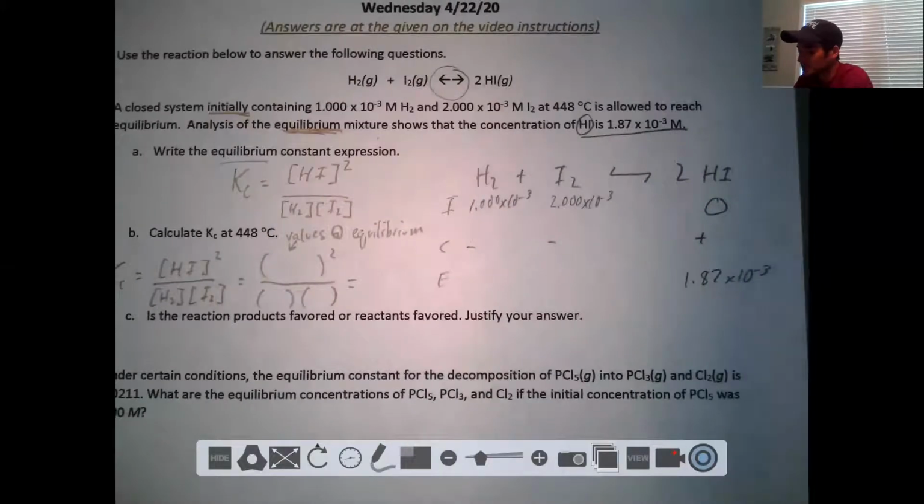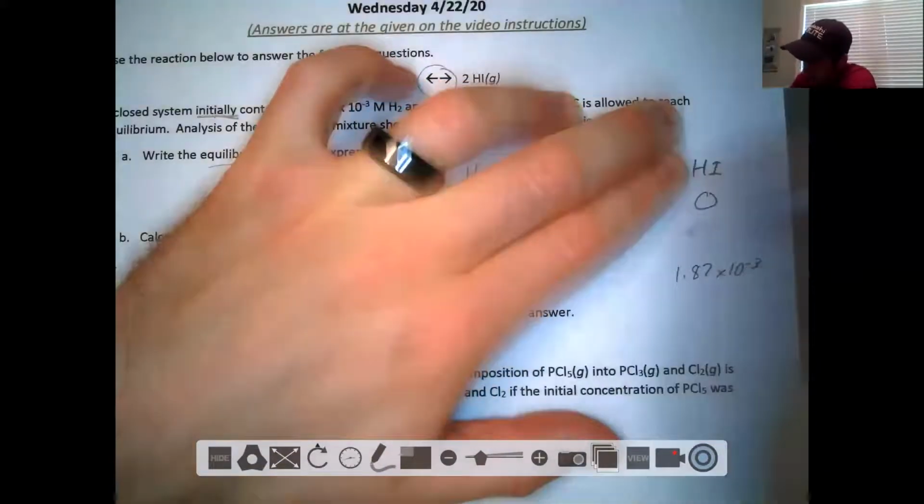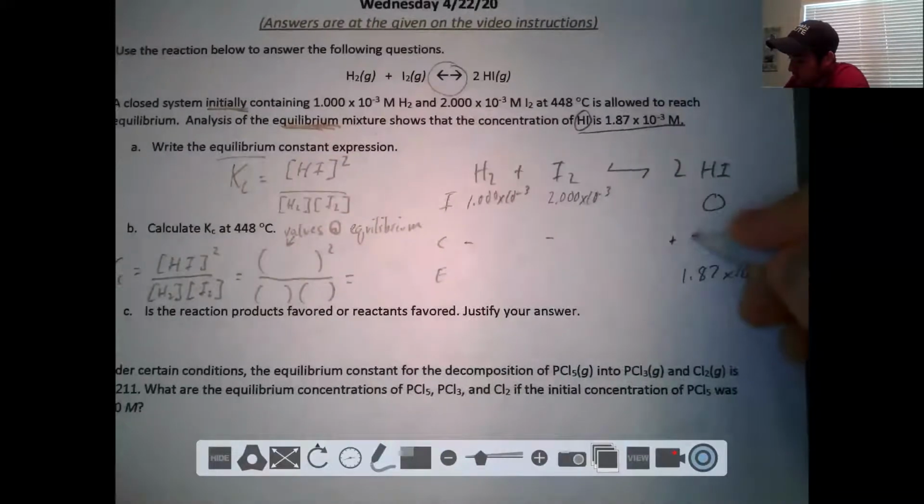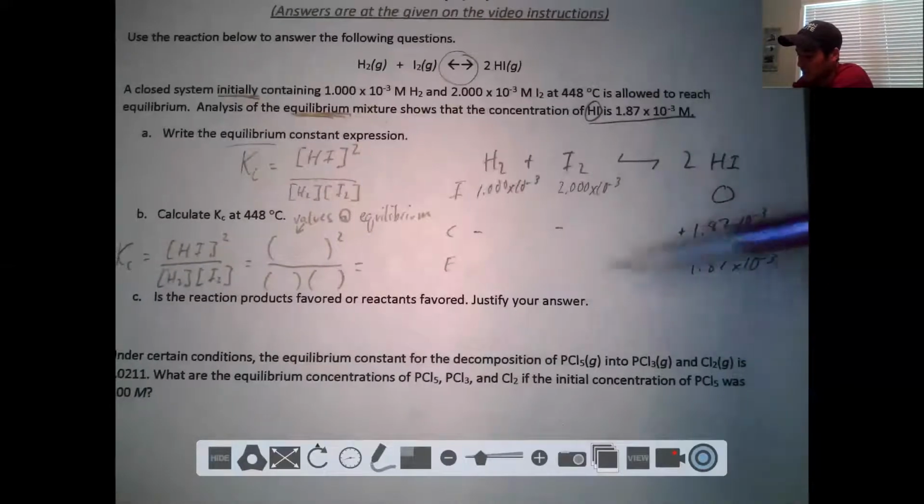Here we know that if we were to fill this in, what 0 plus what equals 1.87 times 10 to the negative 3? Well, we know that that would be 1.87 times 10 to the negative 3. So that's how we can fill that part in there, because we have to be able to complete this; again, we want these equilibrium values.